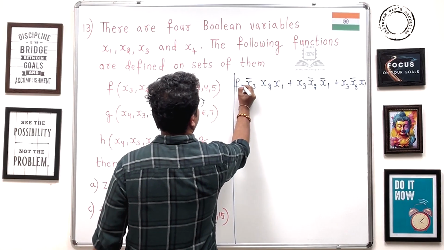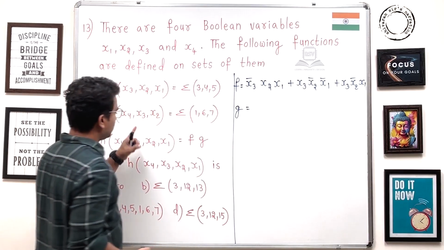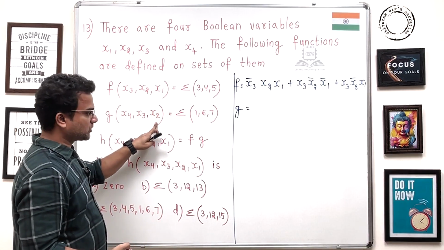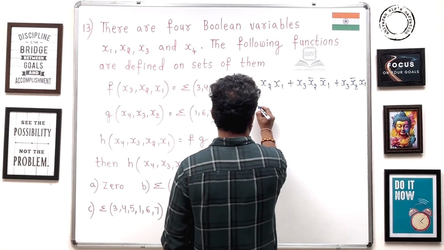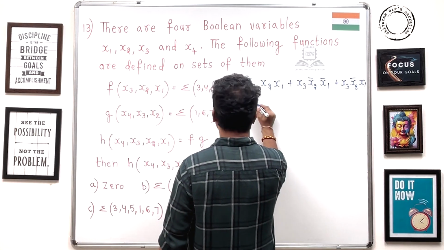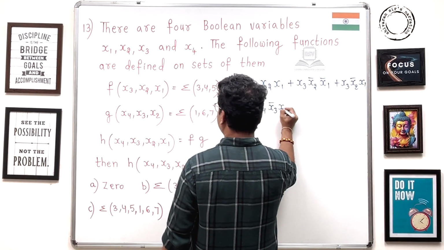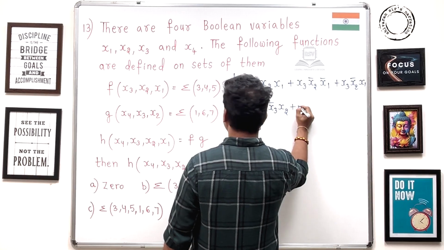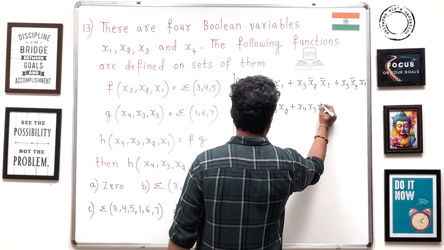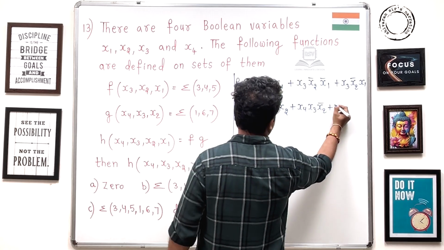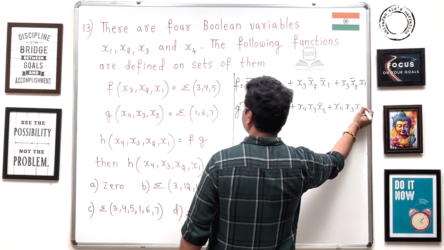Okay. Similarly, what is g? Coming to the g, it is x4, x3, x2. It's 1, 6, 7. 1 means 0, 0, 1. Therefore, it is x4 bar, x3 bar, x2. Similarly, x4, x3, x2 bar. Again 7. It's x4, x3, x2.